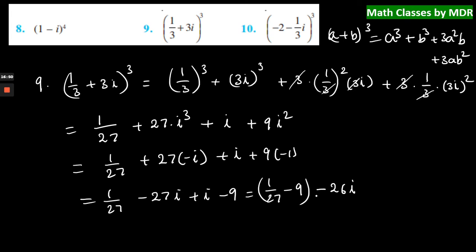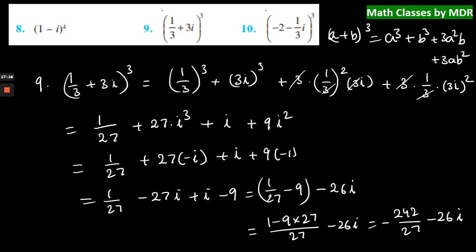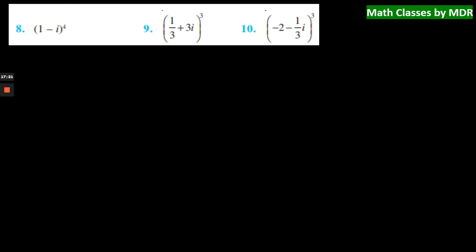Right? So on simplifying this, we'll be having 27 times 9, that is 1 minus 243 by 27 minus 26i. So we can write it as 242 by 27 minus 26i. This is the answer for the 9th one. Now let us see it for the 10th one.